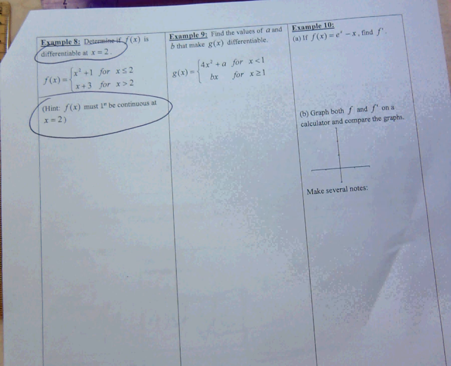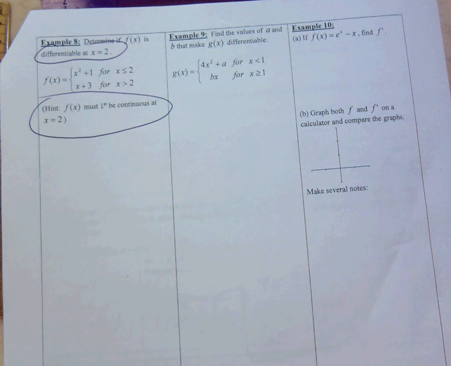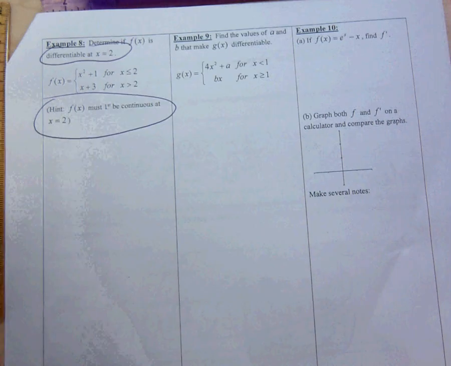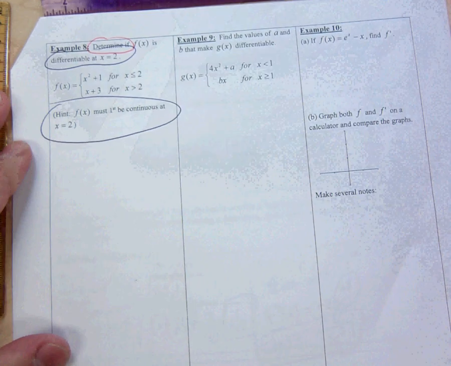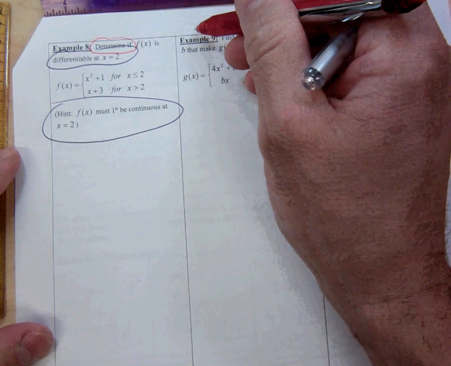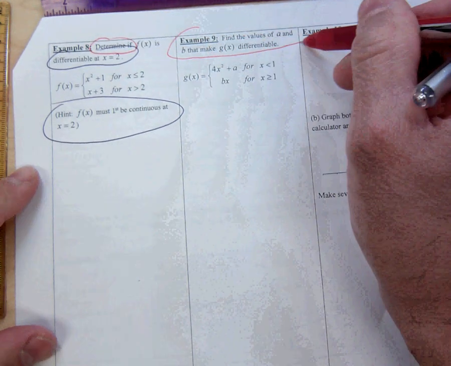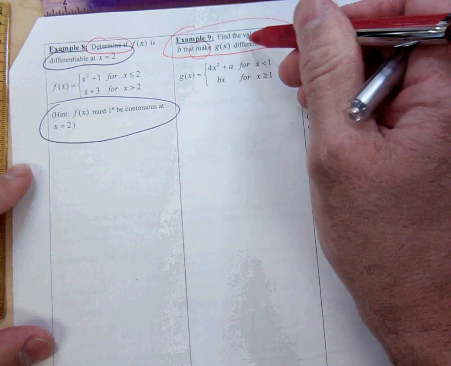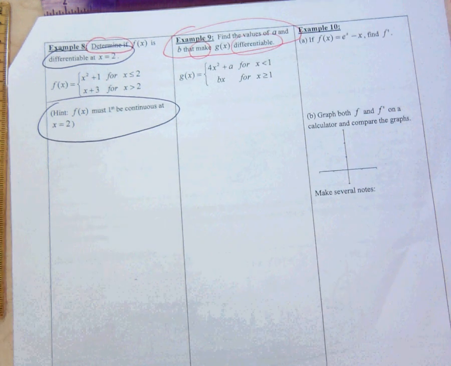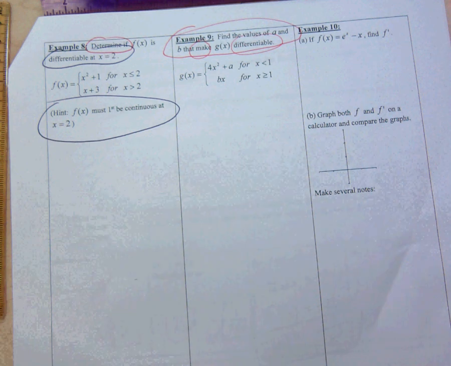Let's look at example 9. All right. Notice the difference between 8 and 9. Again, these are typical AP questions. This time, the first time we have to determine if it's differentiable. Example 9 is asking something different. This time, we want to make it differentiable. Different questions. Right? Got it? Okay, so here it goes.